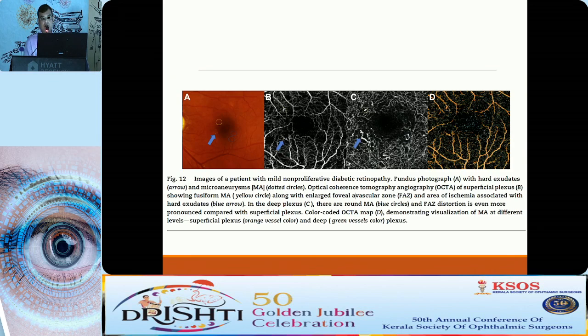The fourth one is showing different levels. Yellow is the superficial layer, where you can see vessels. Green is the second layer, and red is the deepest layer. So you can have an idea at what level the lesion is lying.